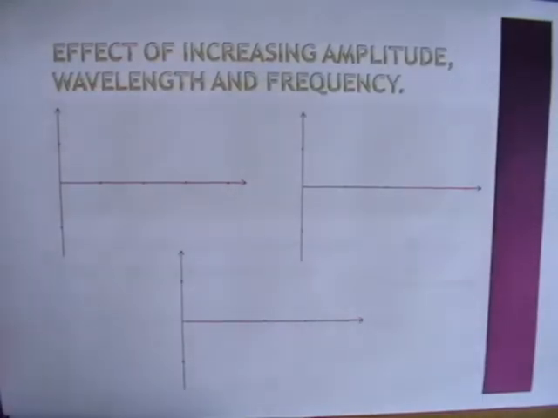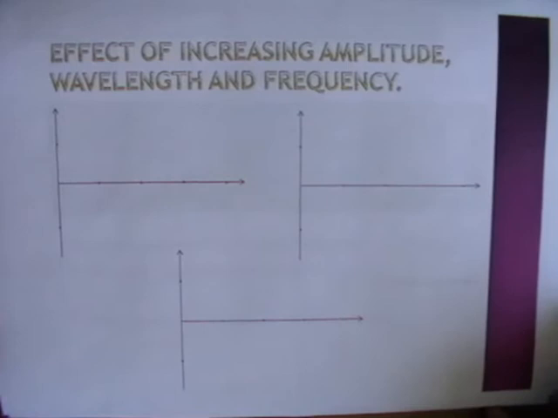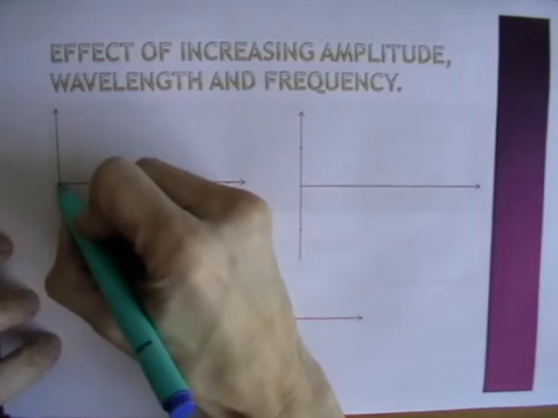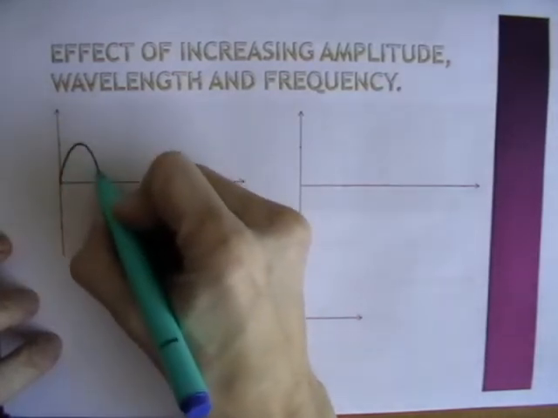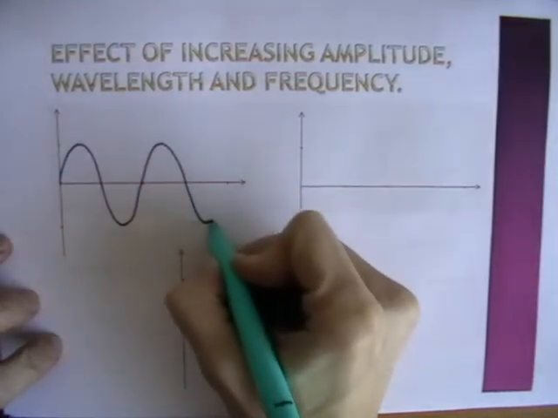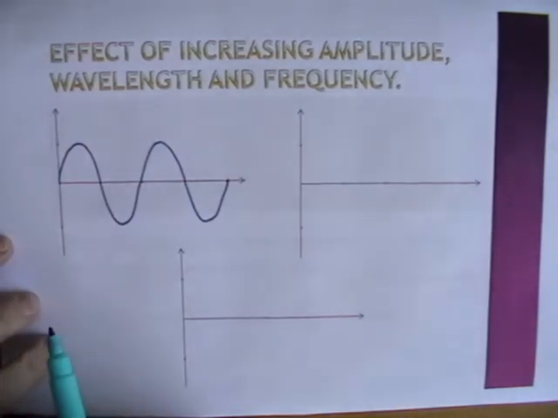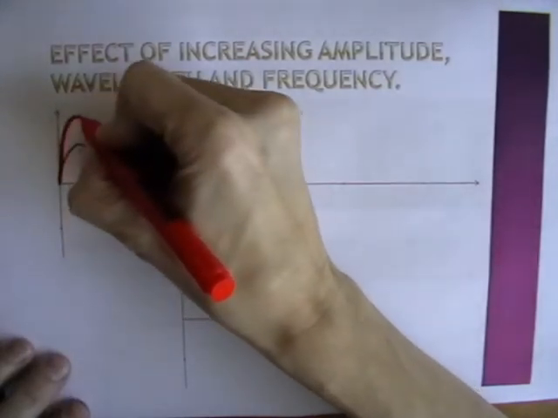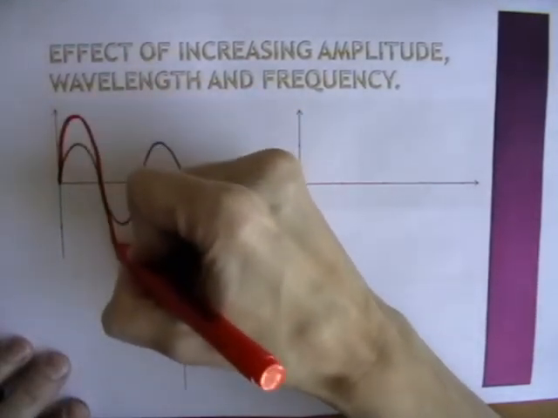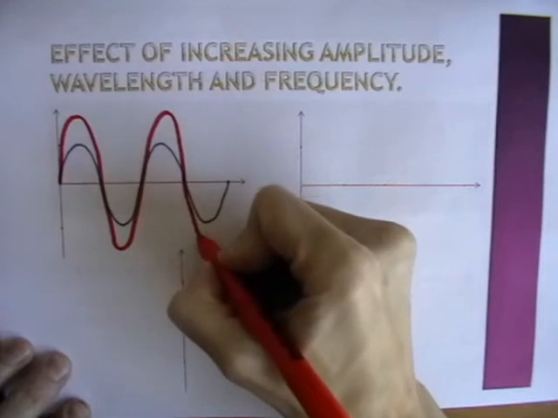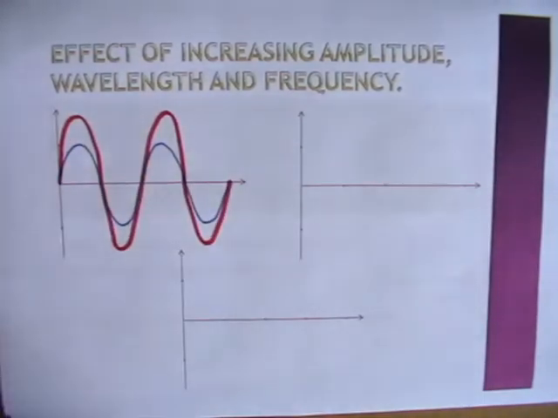The next thing we're going to look at is the effect of increasing amplitude, wavelength and frequency on the wave shape that we see in front of us. So if I just draw a wave here, and we'll make it just as high as this. This is an original wave, nice even wave, and then we increase its amplitude. That means that we increase its height, like that. So it's got an increased amplitude, therefore the distance above the rest position is much higher now. So that's increasing amplitude.